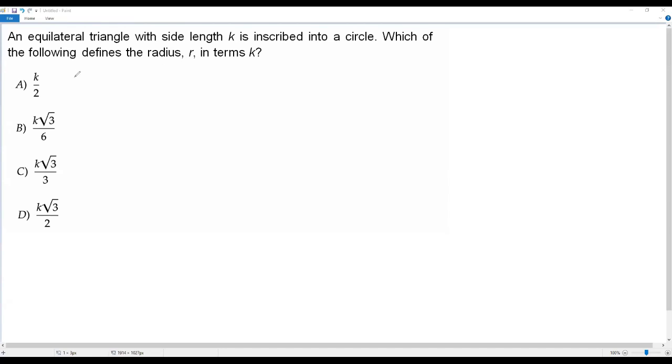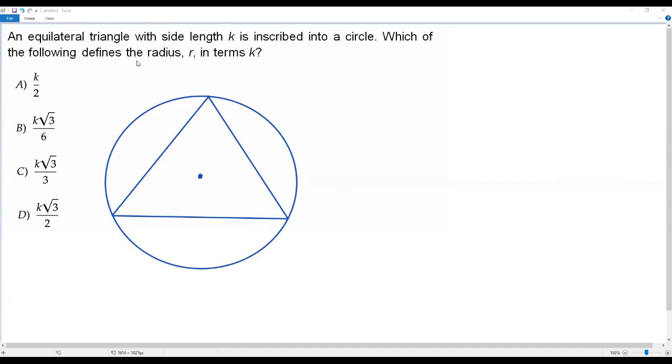Okay, first let me draw a circle with an equilateral triangle inscribed into it. Here I have drawn a circle with an equilateral triangle inscribed into it, and let me assume O as the center of the circle, and here let me assume the points A and B. Now I'm going to draw a perpendicular line segment to one of the sides of the triangle from the center of the circle. Let me represent this point as M. So OM is perpendicular to the line segment AB.